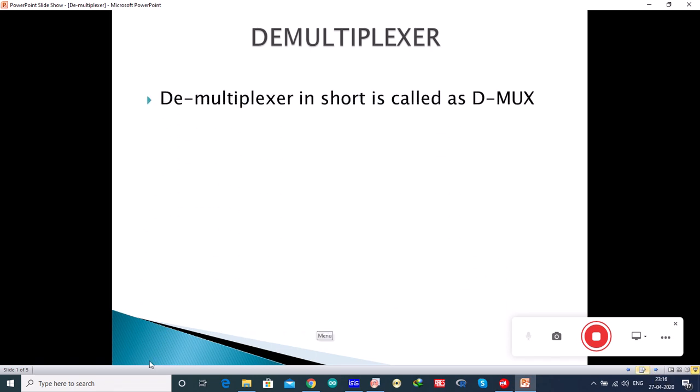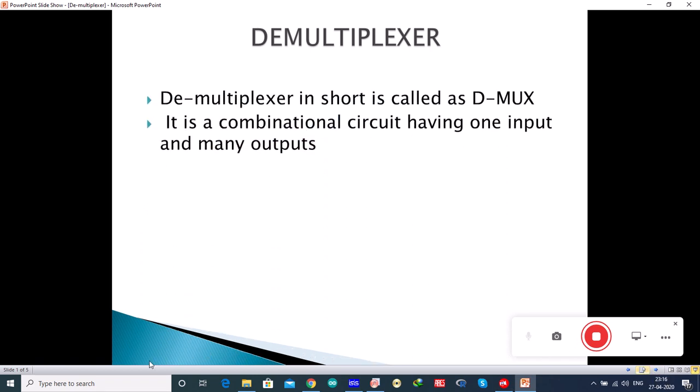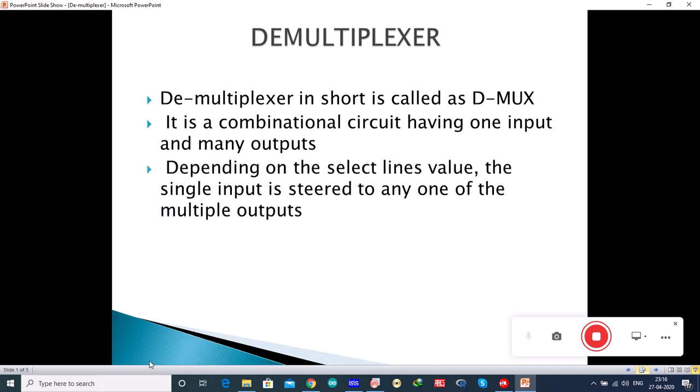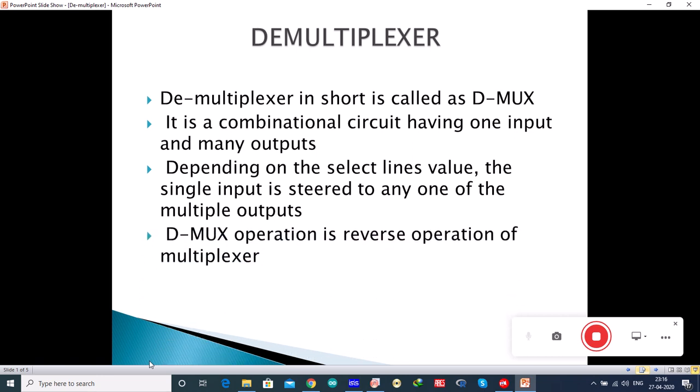Demultiplexer in short is called as Demux. It is a combinational circuit having one input and many outputs. Depending on the select line's value, the single input is steered to any one of the multiple outputs. That is, the value on the input side appears on any one of the output lines depending on the value of select line. We can see here that Demux is having reverse operation of multiplexer, which had multiple inputs and one output. As the demultiplexer receives one input and distributes among several outputs, it is also called as data distributor.